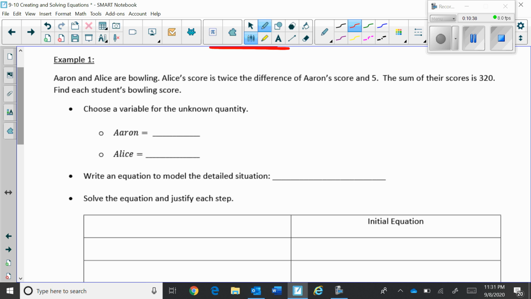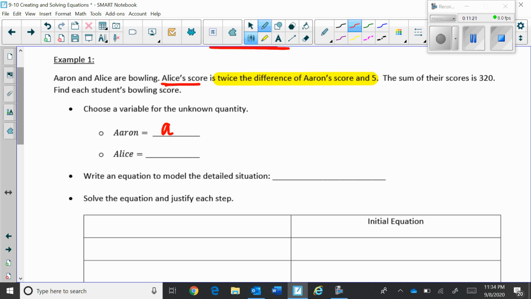All right, so we need to choose a variable for the unknown quantity. You can kind of just do whatever you want to. So let's talk through this. If we're thinking through this, you want to think about whose score we are talking about in relationship to. So we're comparing Alice's score to Aaron's. So Aaron's is almost like our starting. So I'm going to put Aaron's as an A, and then I'm going to create Alice's score based off of this description. It is twice the difference of Aaron's score and 5.